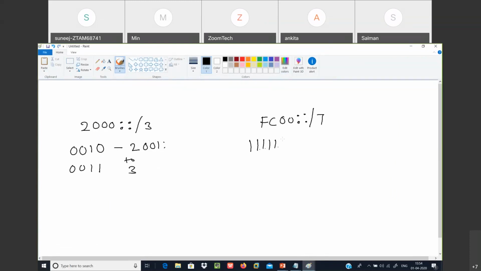Out of 8 bits, how many bits are reserved? 7 bits: 1, 2, 3, 4, 5, 6, 7. The 8th bit you can change to 1. So the value is FC to FD. FC to FD is the range of the unique local address, which is similar to a private address. That's the logic behind it.